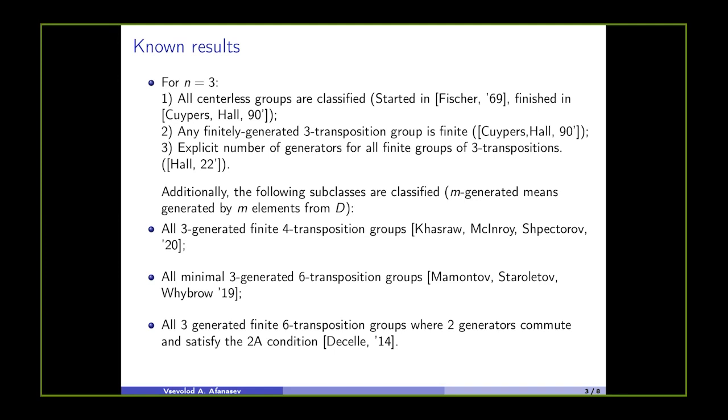And additionally, the closest work to the ones we've been doing is the work of Dessel, who classified all free generated finite 6 transposition groups, where 2 of these 3 aforementioned generators commute, and they also satisfy the so-called 2A condition, which I will elaborate upon further down the line.